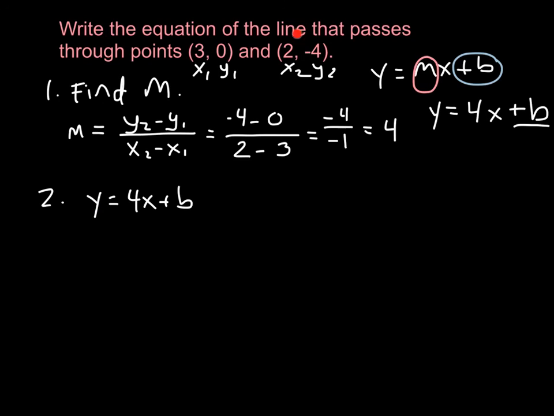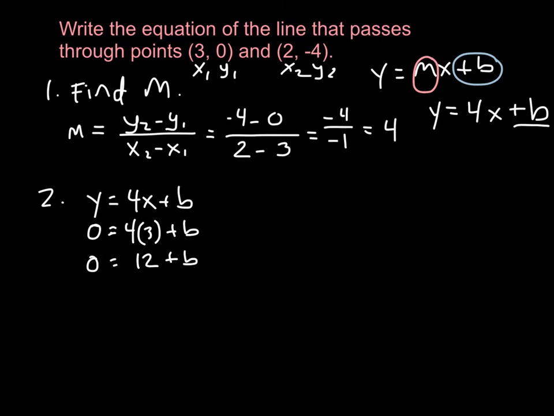Again, here are two options. I would use the first one here because, again, a 0 is always kind of handy. So we're going to go ahead and fill in for y. We're looking for a y value of 0. And the corresponding x value is 3. And now we need to solve for b. So 0 equals 4 times 3, which is 12, plus b.